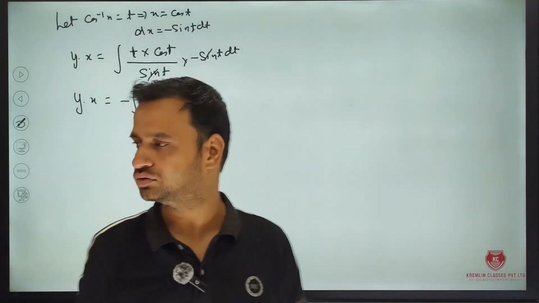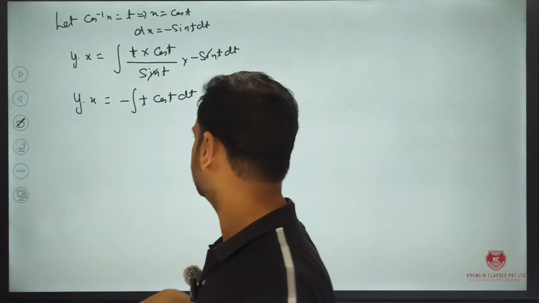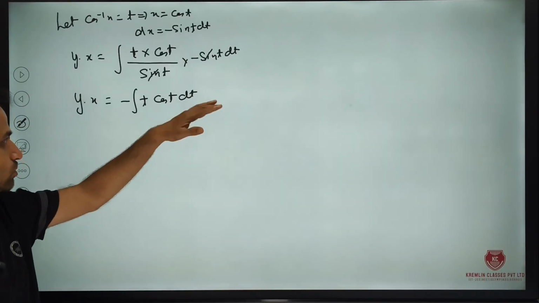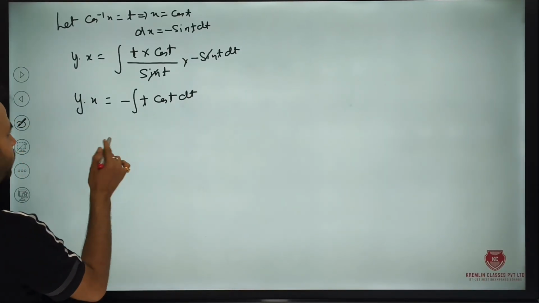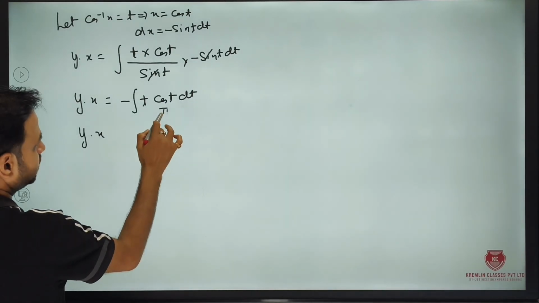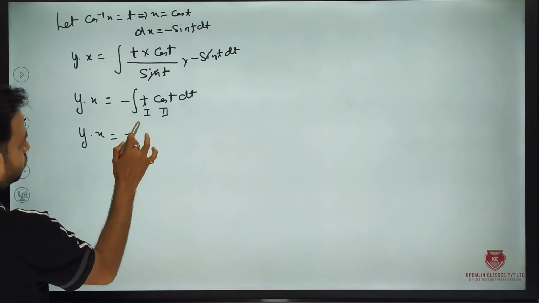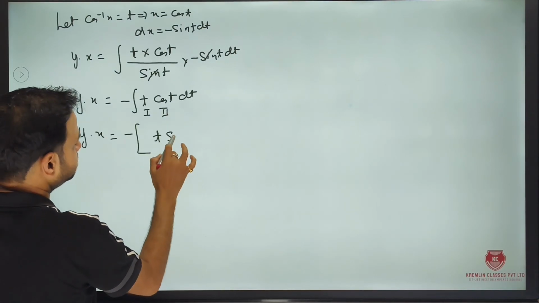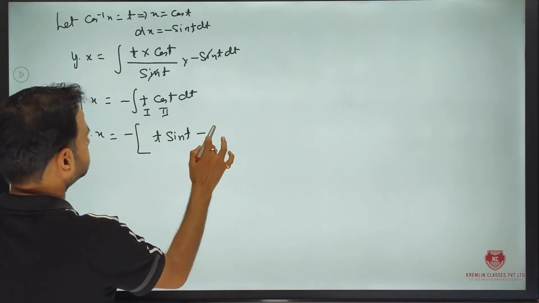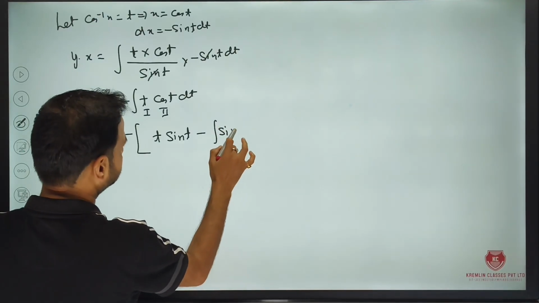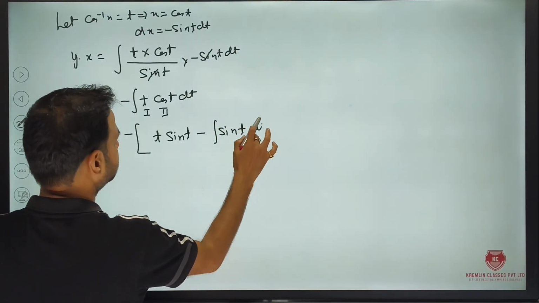This is a somewhat longer question because it is a linear differential equation, and here the integration is also by parts. First we have substituted, so it goes somewhat longer. In y into x, t is the first function and cos t is the second function. So by integration by parts: first as it is, integration of second, sin t, minus integration of differentiation of first into integration of second, sin t dt.